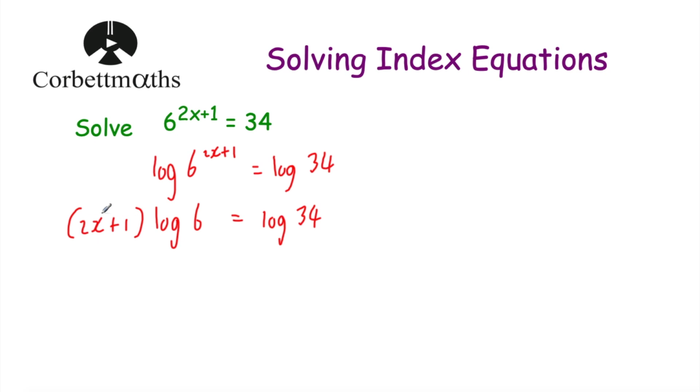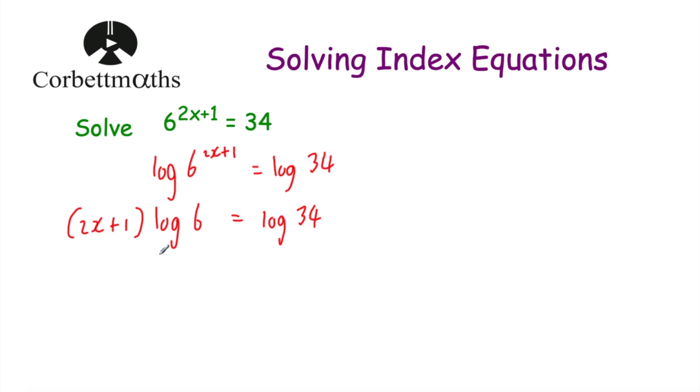Now at this point, we want to find out what x is. So we could expand the brackets if we wanted to, because then that would give us 2x times log 6 plus 1 log 6, or log 6, is equal to log 34, and then we could take away the log 6 from both sides and so on. So that's one approach.